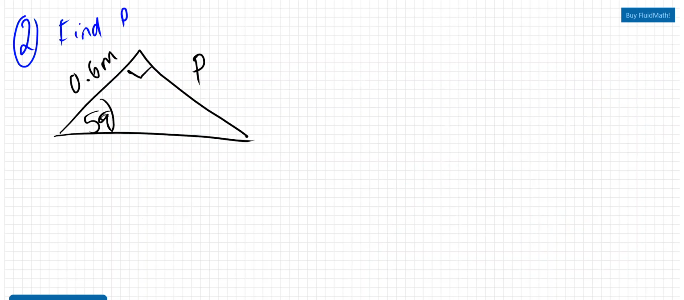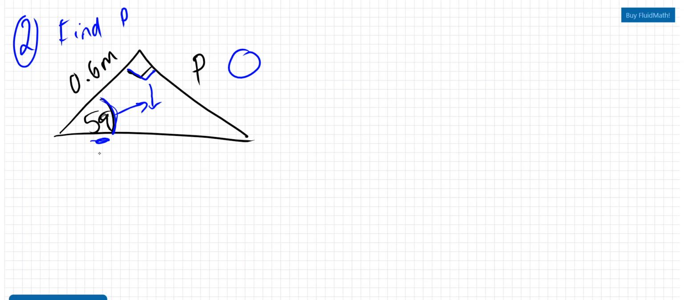Okay, for our second question, it's asking us to find P, and let's have a look at our triangle. So we have our angled triangle. The angle here is 59. I've got my right angle just over here. So let's label our triangle. The opposite of this angle here, I know the opposite goes that way, is P. So I'll be working with the opposite side. My hypotenuse is opposite the right angle.